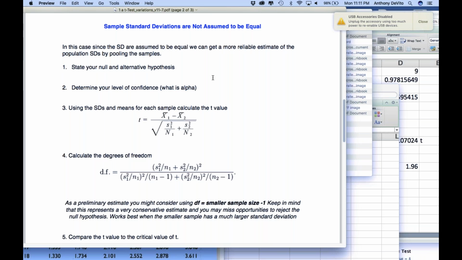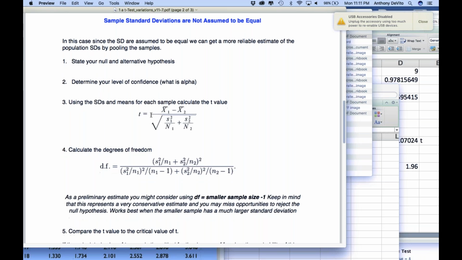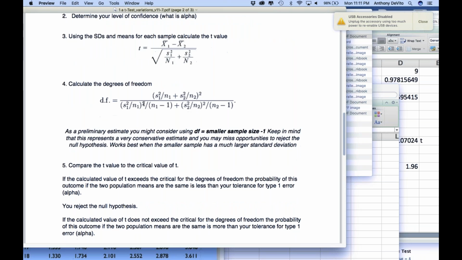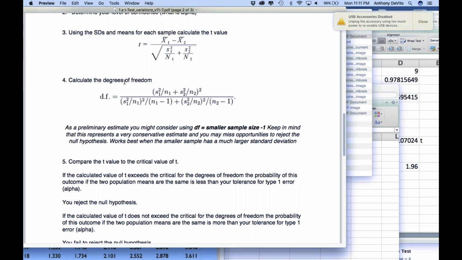But if one is more than twice the other or less than half the other, then we would probably not assume them to be equal and use this formula for the t-value, x bar 2 minus x bar 1. And for standard error, use the standard deviation squared for each of the two groups over the sample size of the groups, added together, then take the square root. And then the complicated part would be calculating degrees of freedom.